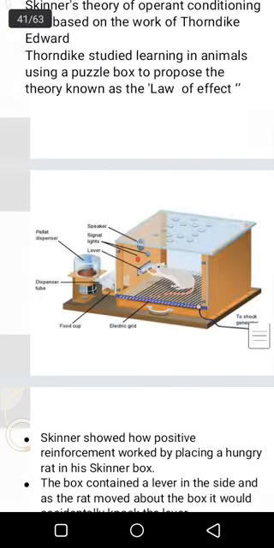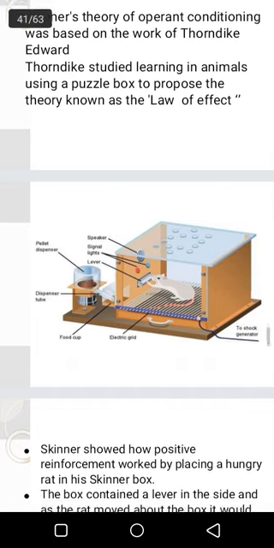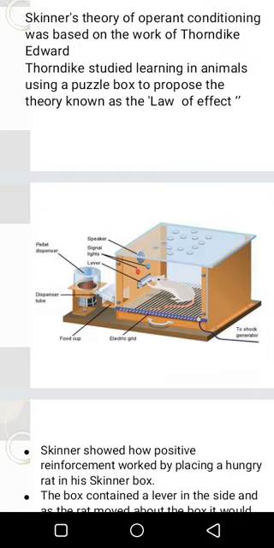So let's explain. Let's look at this puzzle box. We can see a rat inside, and this is a puzzle box. So the theories of learning, we are basically talking about things that people came up with. Remember, the first theory was conditioning, classical conditioning. That was the first theory. It was founded by Ivan Pavlov.